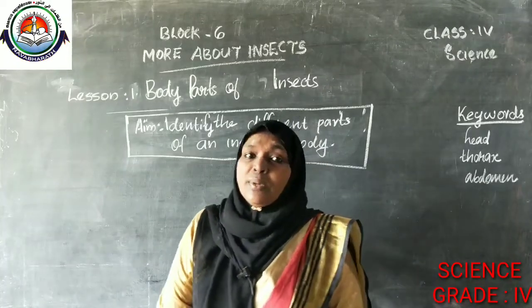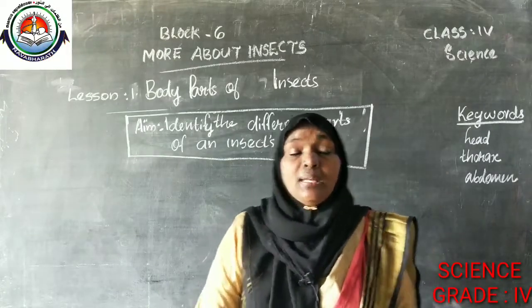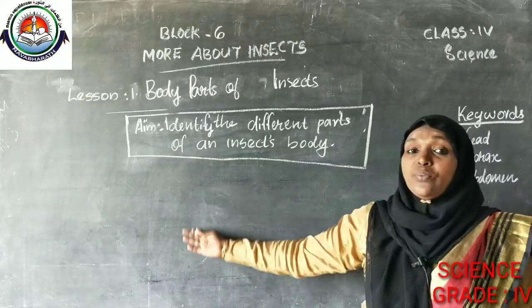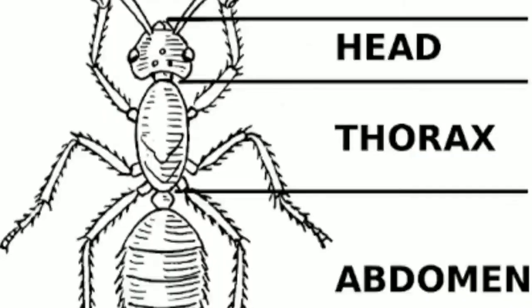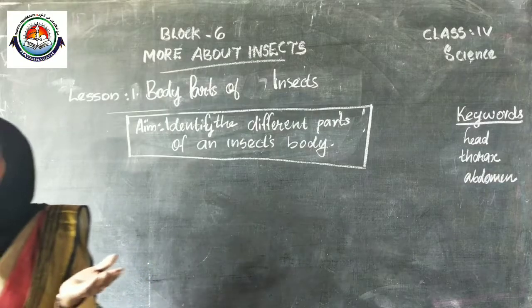Clear? Okay, dear children, please take an A4 sheet and look at the structure of an insect. Please copy and label it. How many parts do these insects have? Okay, 1, 2, 3. How many parts? 3 parts. All insects have 3 main parts. What are they? Head, thorax and abdomen. Head, thorax and abdomen.